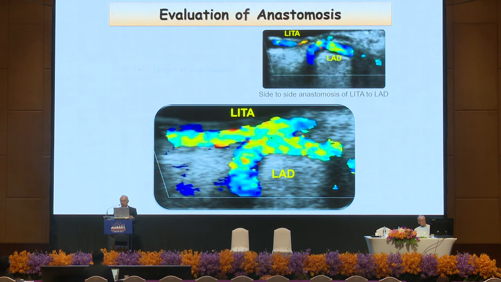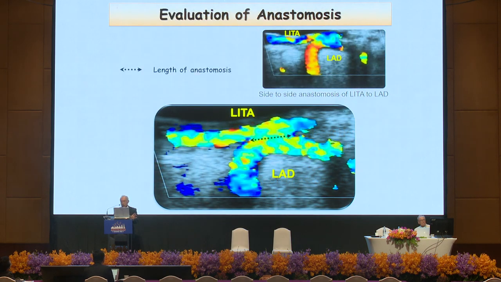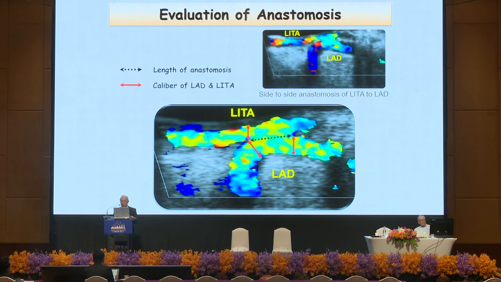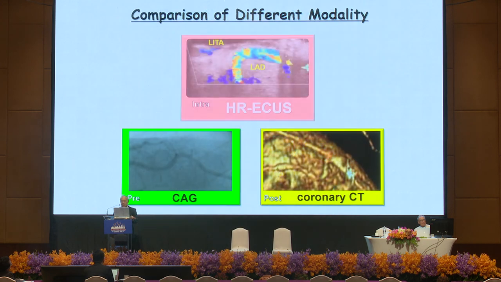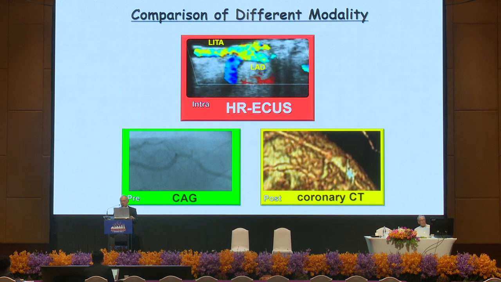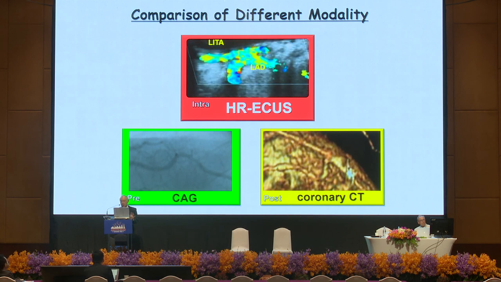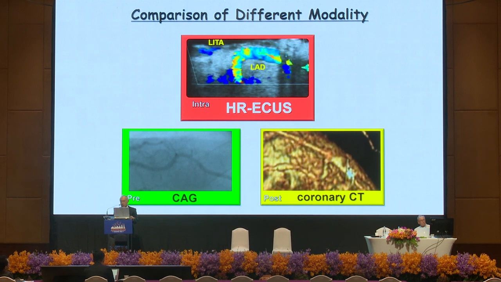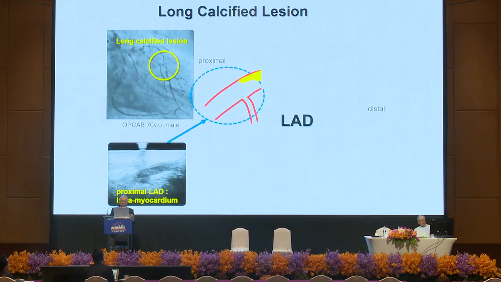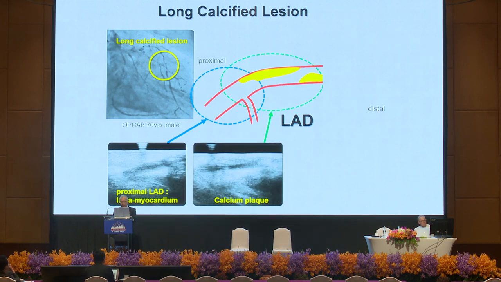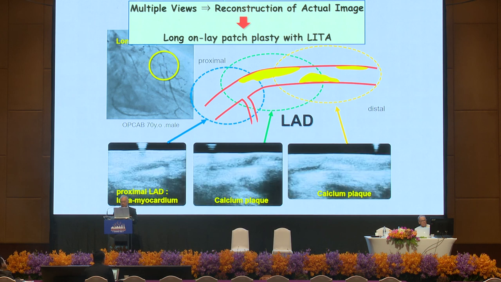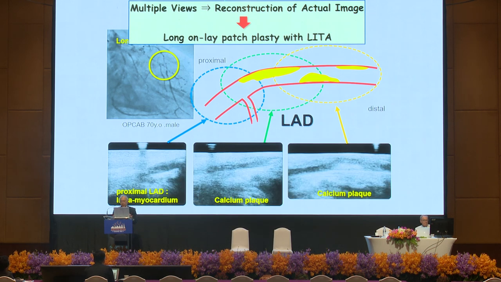And after the anastomosis, you can see the length of the anastomosis and the caliber of the LAD or the graft. And if you compare the different modalities, you can recognize how ECAS shows much, much better pictures. So this is a long calcified region. I scan step by step from proximal to distal, and then I imagine all the pictures of the coronary artery.